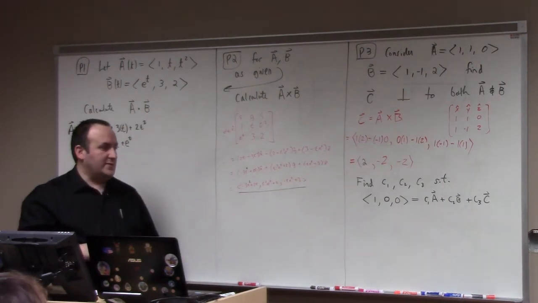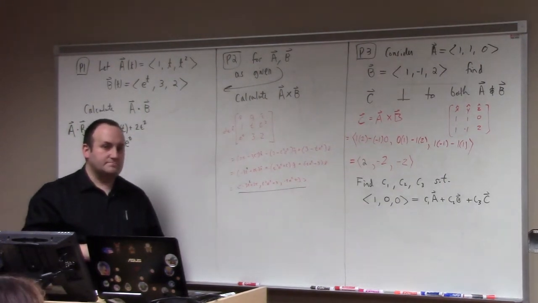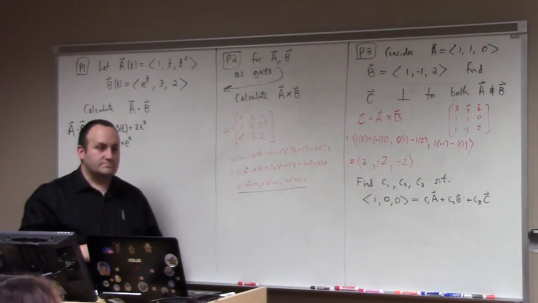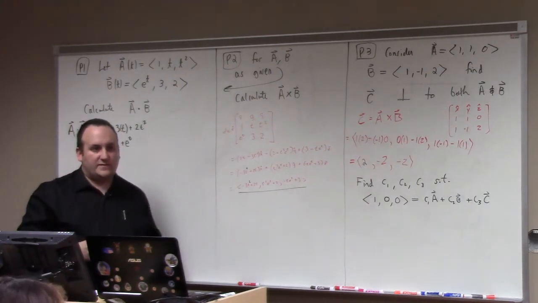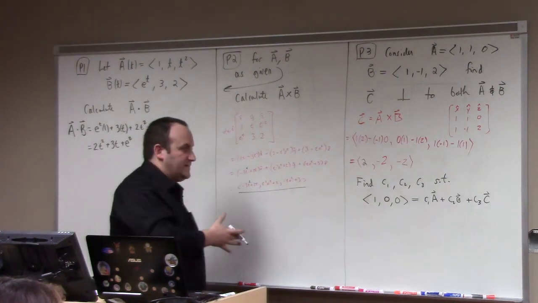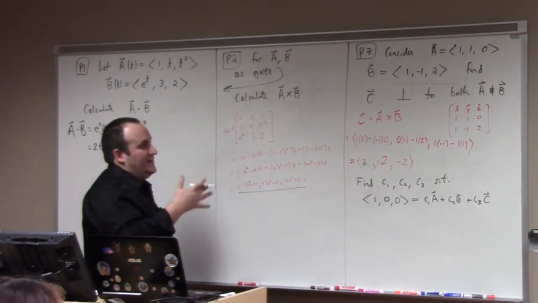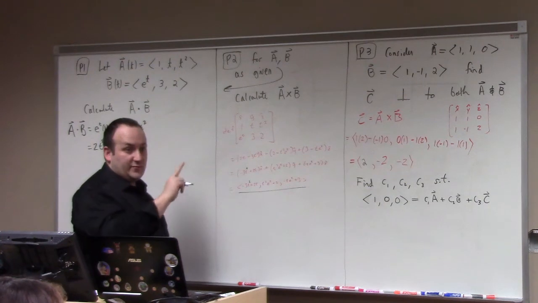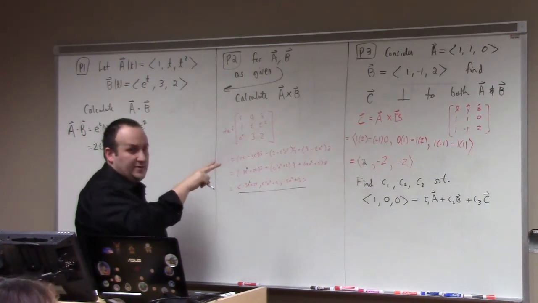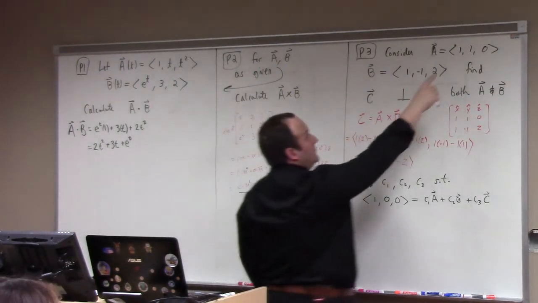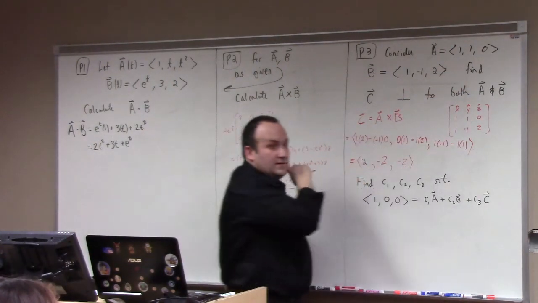How would you find C1 and C2 and C3? I mean, yes, you could just write it all out and look at 3 equations and 3 unknowns, but I would encourage you for a problem like this, you notice that A, B, and C are what are called orthogonal. If you take the dot product of any 2 of them, it's 0, right?